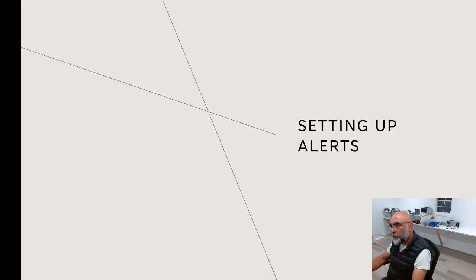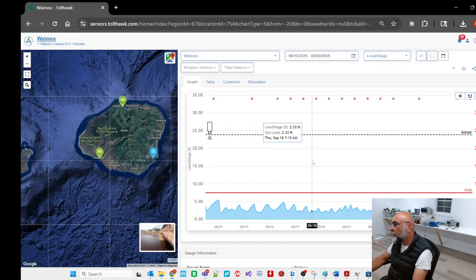Okay, so the next topic is setting up alerts. So when do you use alerts? Alerts you use to be alerted through a text, email, or push notification in case there is a threshold that was breached, or an event that occurs. So let's go ahead and talk a little bit about what these events are.